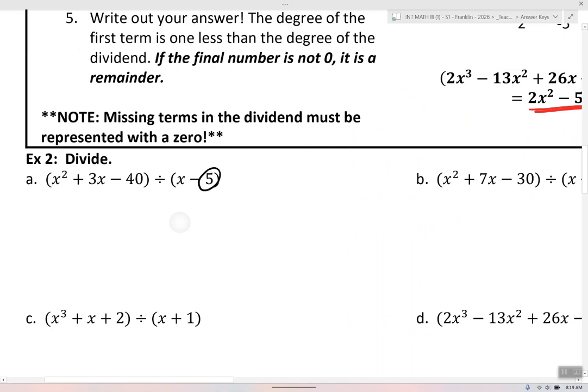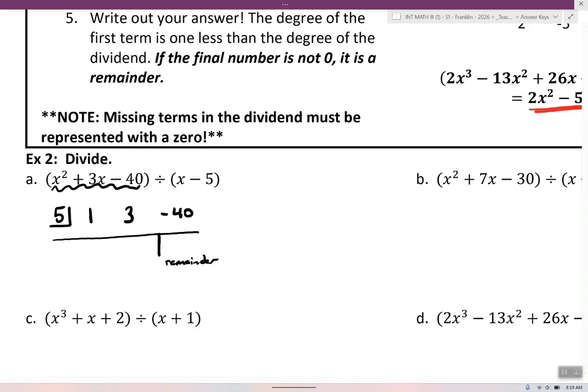Write this number, 5. Make a little box around it. That's our R value. And then we're going to write the coefficients of our polynomial that's being divided right next to it. So we've got 1x squared, 3x, and negative 40. And we'll draw a line here. Under the last number, the negative 40, put a vertical line, because this is our remainder, if there is one. So now we can do this division.